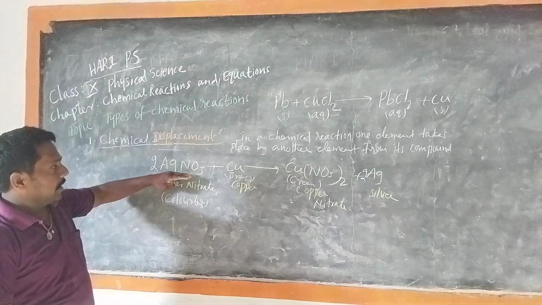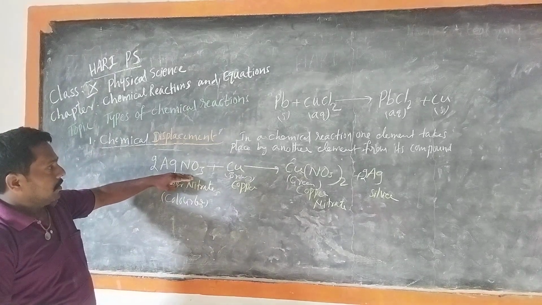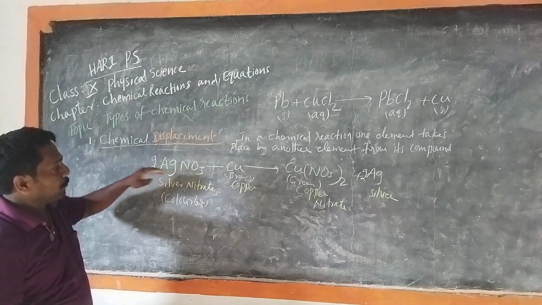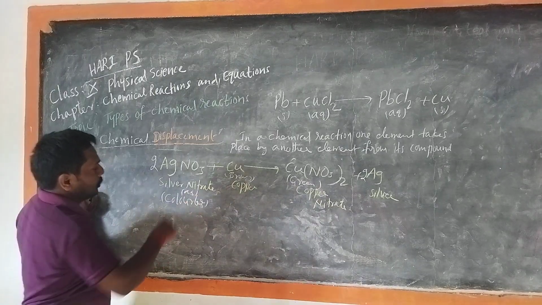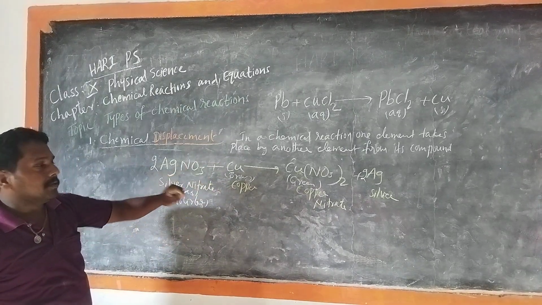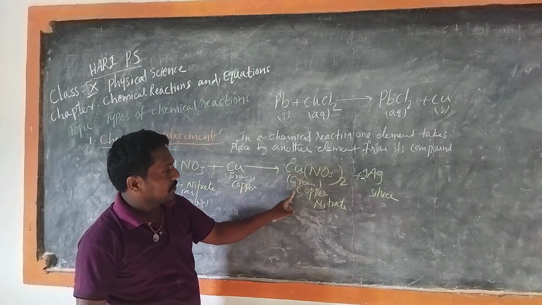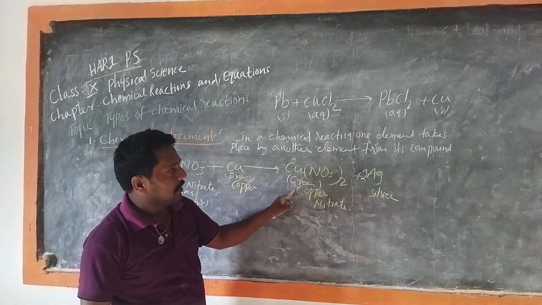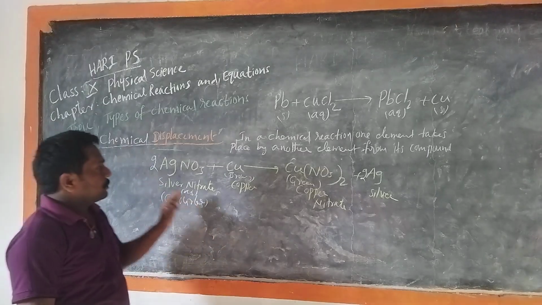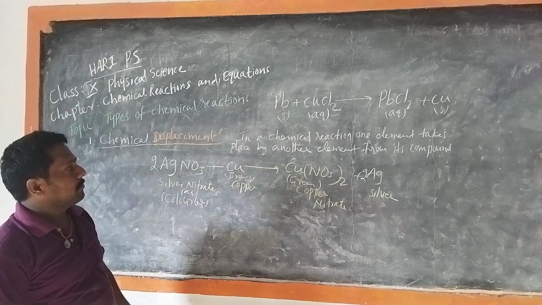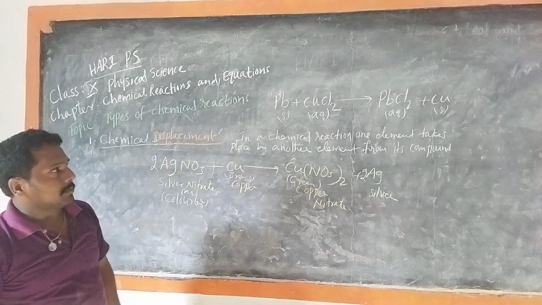So we have colorless silver nitrate in aqueous solution. A small piece of copper is dropped into the solution. It forms copper nitrate, which is green in color, and silver is deposited. So this is also an example of a displacement reaction.